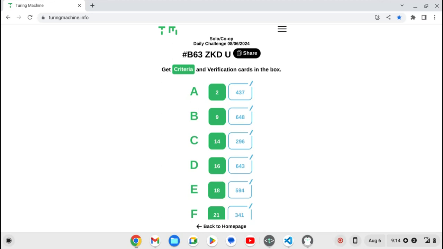Let's begin. Today's August 6th, 2024, and we're solving the Daily Turing Machine Puzzle. Today's puzzle uses the following 6 criteria cards: criteria card 2, 9, 14, 16, 18, and 21. And the puzzle uses the blue verification cards. The code above is your way to get more information on today's puzzle by searching the code on turingmachine.info. Let's go solve.